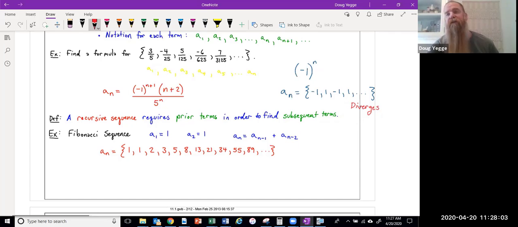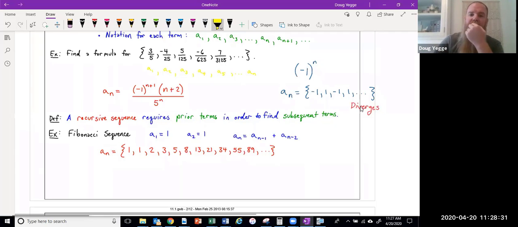So converges means that the terms in the sequence will eventually approach a number. Diverges means it does not approach a fixed number. So sometimes a sequence that ends up going off to infinity diverges, but in this case right here, this sequence also diverges because it doesn't approach a fixed value. Okay, so diverges doesn't always mean goes off to infinity.